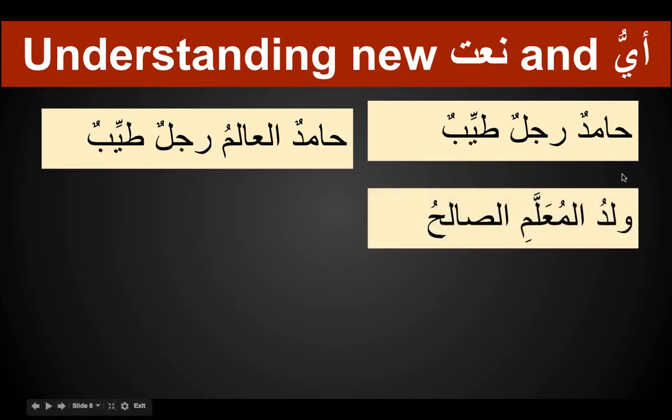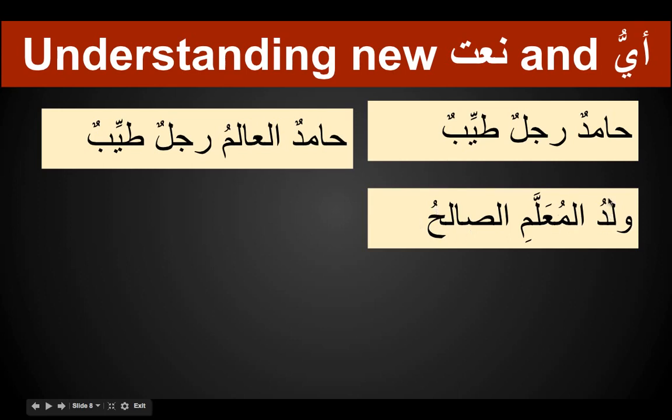Now it's a different kind of thing that we're learning. Waladul muallami: Waladu is one word with one vowel sign, so it's turning itself into a Mudaf, and we have al-muallimi, Mudaf ilayhi, and we have to see what vowel sign this word carries. As-salihu, so it's got Dhamma.